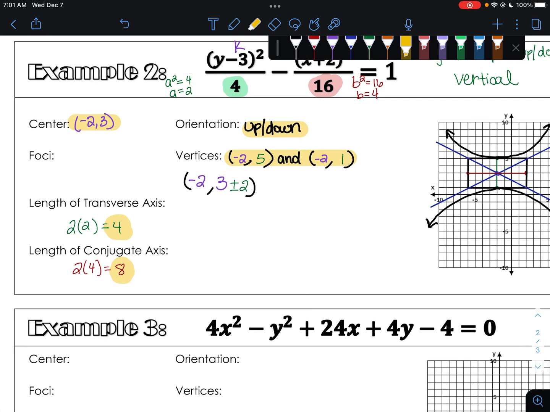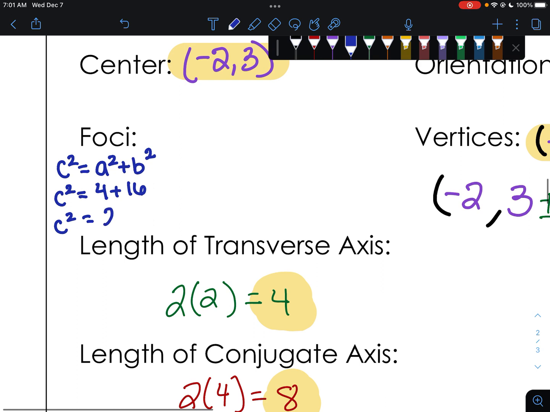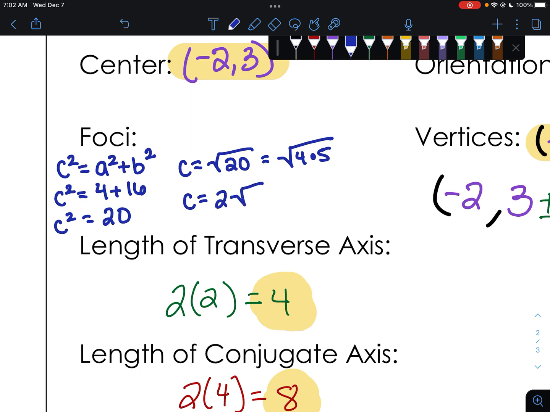Then we need to find the foci. To find the foci, we use c squared equals a squared plus b squared. So that would be c squared equals 4 plus 16. That gives me c squared is equal to 20. I take the square root of 20, and I get c is equal to the square root of 20, which breaks down to the perfect square of 4 times 5. Well, the square root of 4 is 2. The square root of 5 stays there.